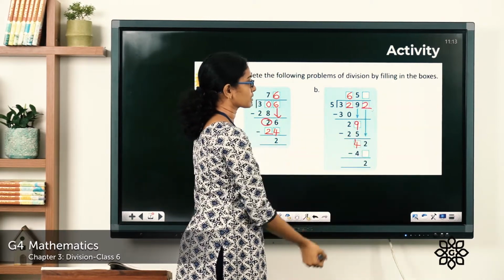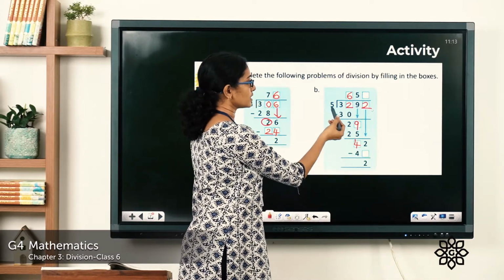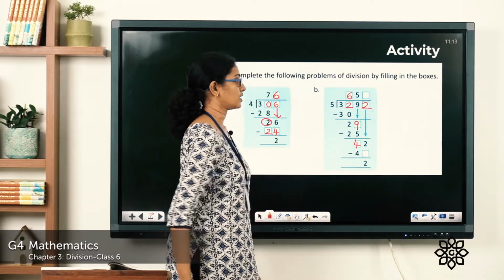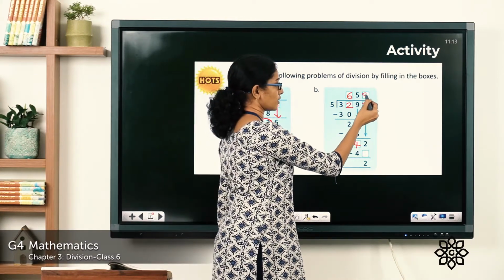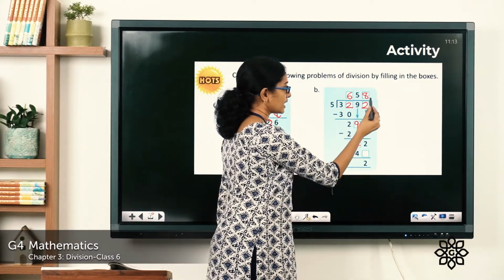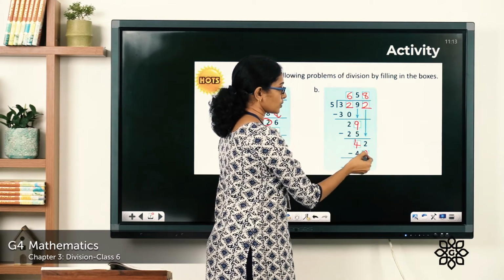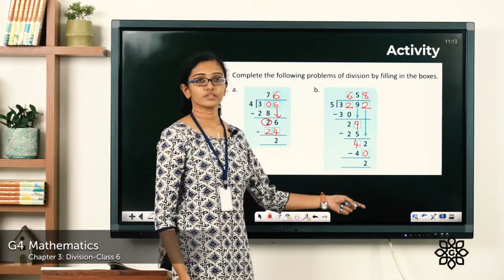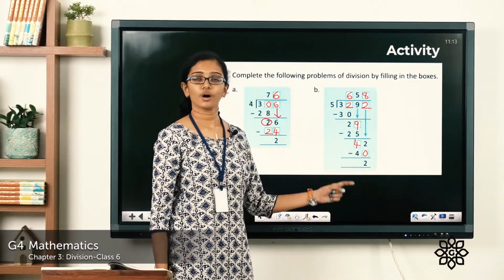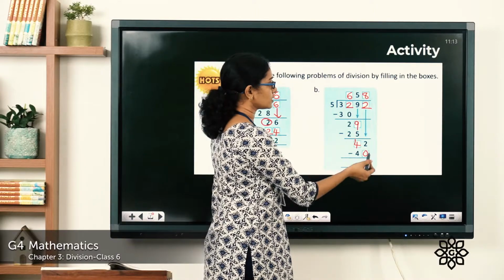Now see, now we have 42 as the dividend. We divide 42 by 5. How many 5s will go in 42? 8, right? We know 8 5s are 40. So we write that 8 here. 8 into 5, 40. Doing the subtraction, we get 42 minus 40. The difference is 2, which is the remainder for this division. Now we have filled in all the digits.